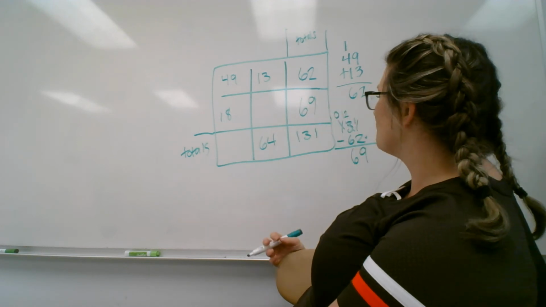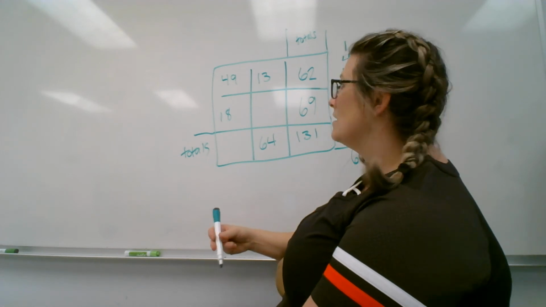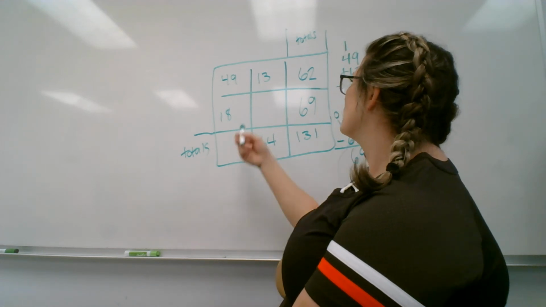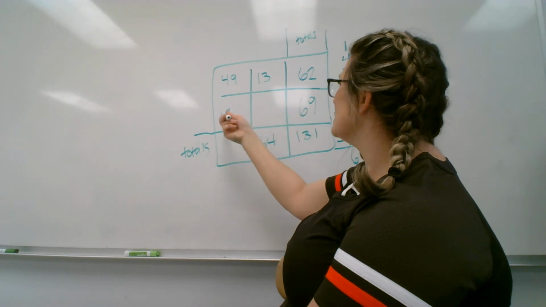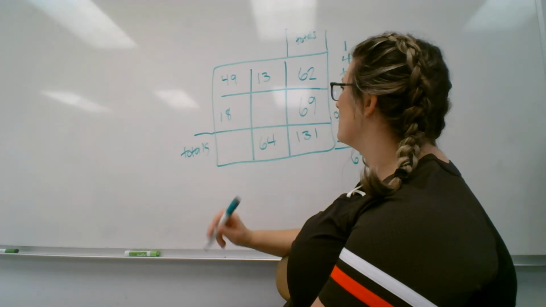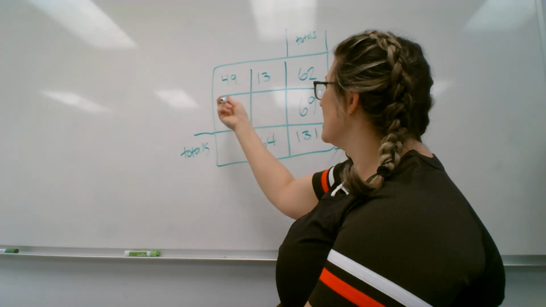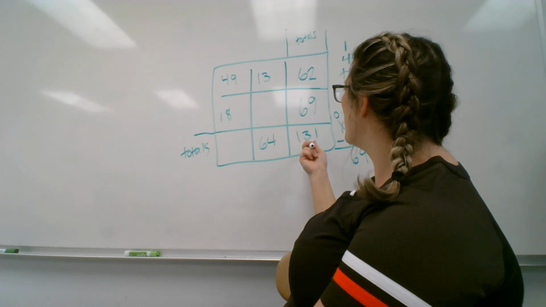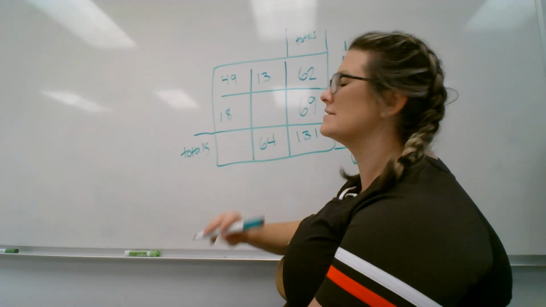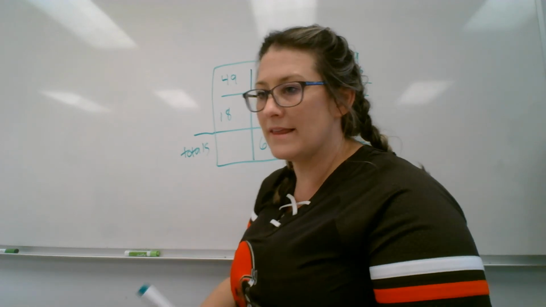69. I want you guys to find these last 2 on your own. Here is a clue. This is a small number. So 69 minus 18 is going to give you that number. This one, you can add 49 and 18 to get this number, or you could subtract 64 from this total number, 131, to get this number. Okay? You may make that choice.